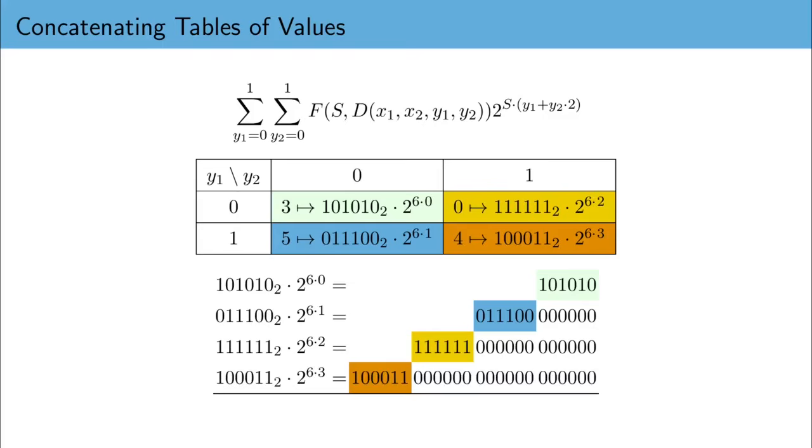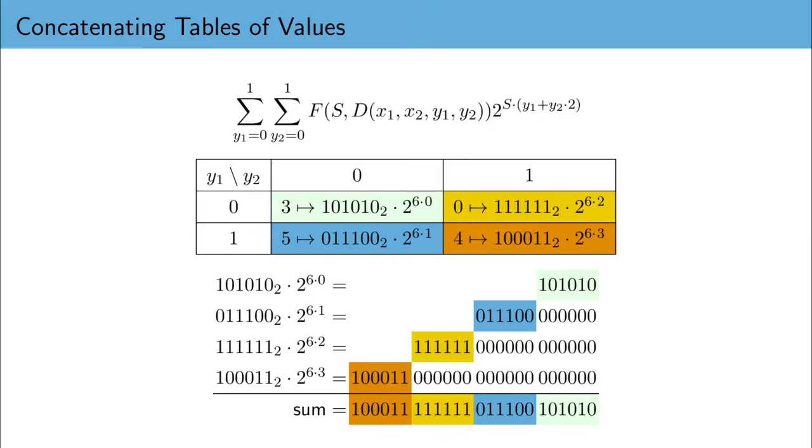And finally, multiplying by 2 to the 6 times 3 shifts our last entry, 100011, over 18 places, just to the left of what we had before. When we add all of these together, we get the desired concatenation. And when we take the digit sum, we wind up getting 15, which is 3 more than our expected 12.